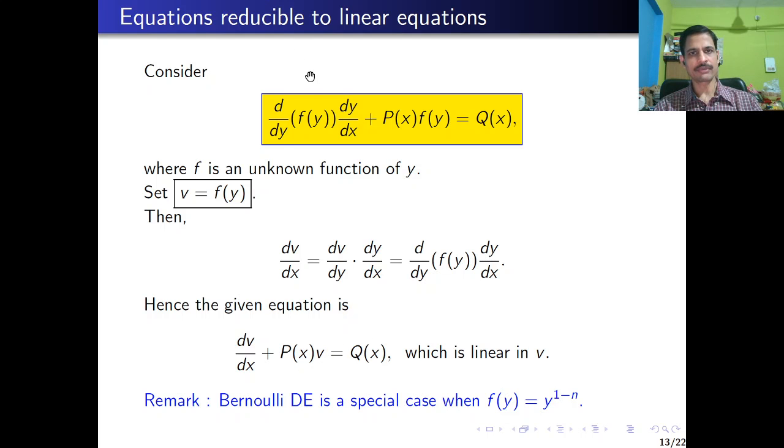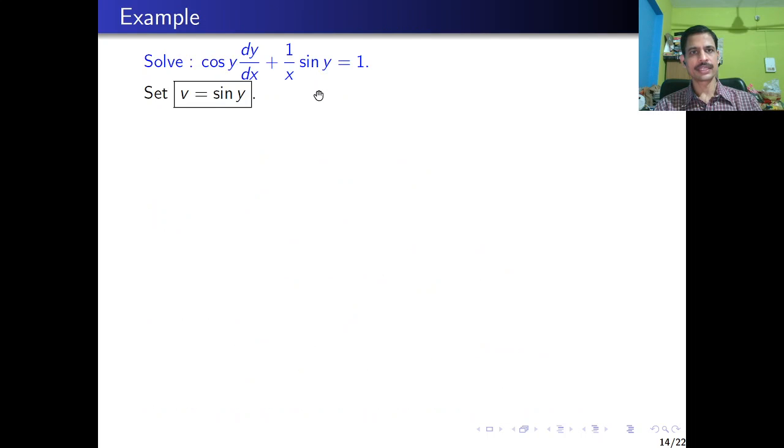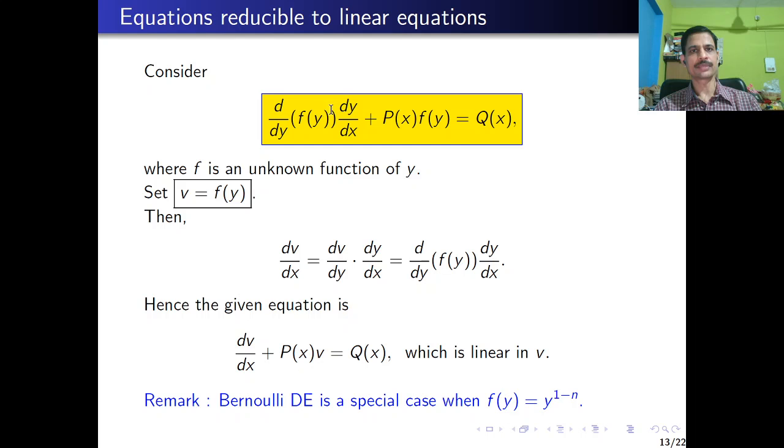So we have transformed our non-linear ODE into a linear ODE in variable v, and in fact the Bernoulli differential equation is a special case of this. In Bernoulli equation, f(y) is y raised to 1 minus n. If you substitute that in the differential equation, what you get is the Bernoulli equation. So we see an example here. Of course, this differential equation cos y dy by dx plus 1 by x sin y is equal to 1 is not Bernoulli, neither is it linear, because the dependent variable y appears with a sine and cos here. But it is of the form which we discussed in the previous slide.